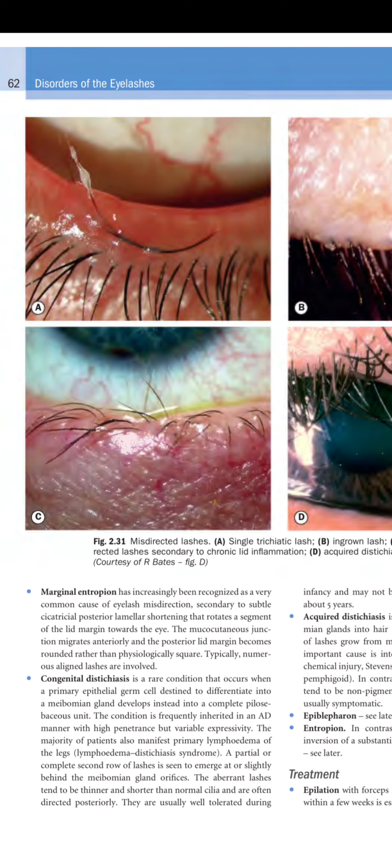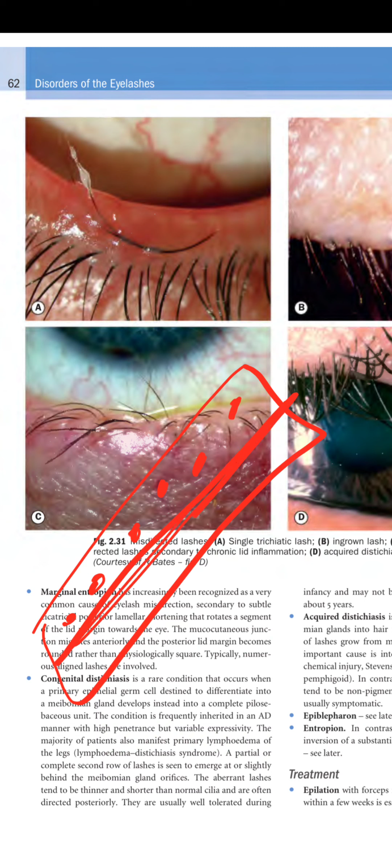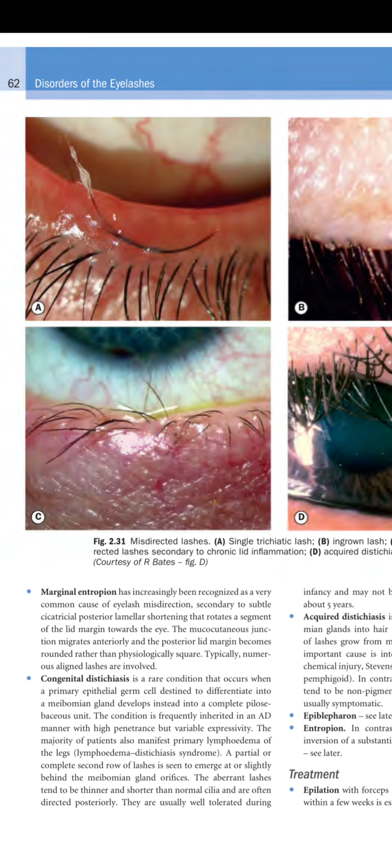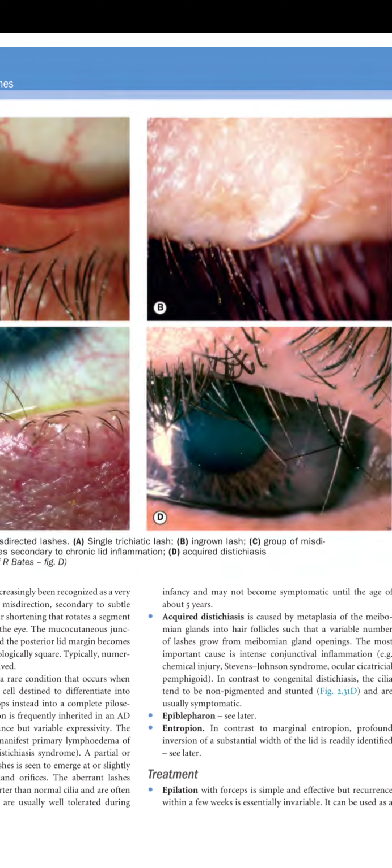So in case of congenital dystrichiasis, you know that a meibomian gland is a gland which lies within the tarsal plate in the posterior lamellae. In a case of congenital dystrichiasis, what happens is that the glands which are to be differentiated into meibomian glands are differentiated into lash follicles. So we will have an additional row of lashes, but these lashes are usually shorter than the normal lashes and are very thin. So this is congenital dystrichiasis, and sometimes it is also associated with lymphedema of the legs, and there is a syndrome named lymphedema dystrichiasis syndrome.